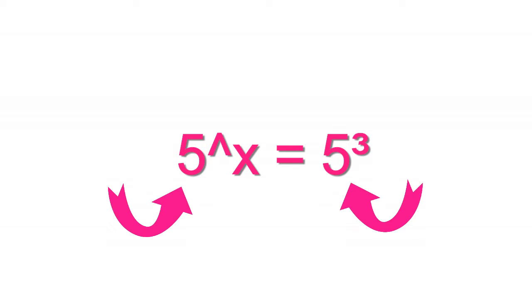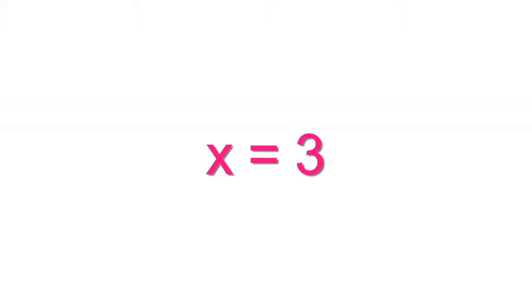For example, since the bases, 5 in each case, are the same, then the only way the two expressions could be equal is for the powers also to be the same. That is, x is equal to 2. This solution demonstrates how this entire class of equation is solved.